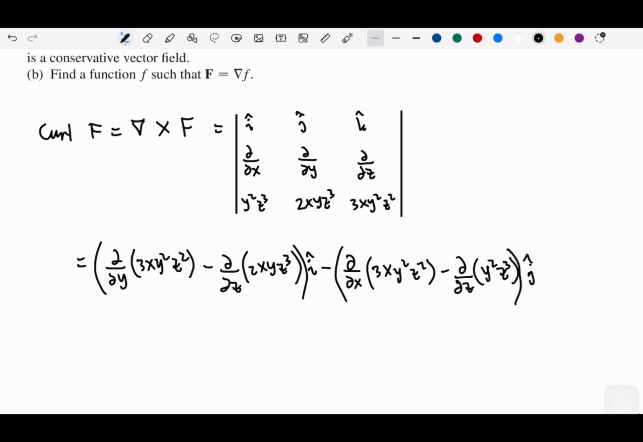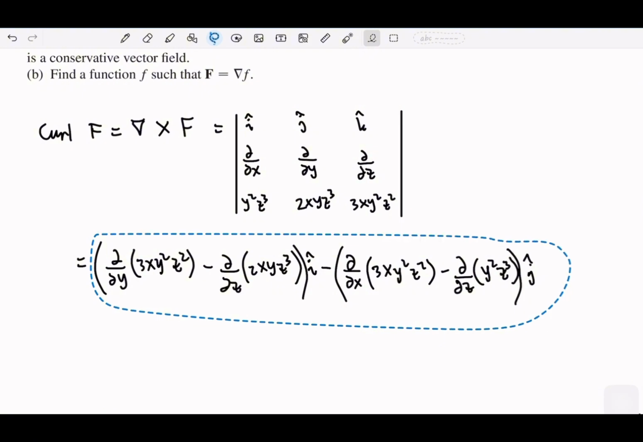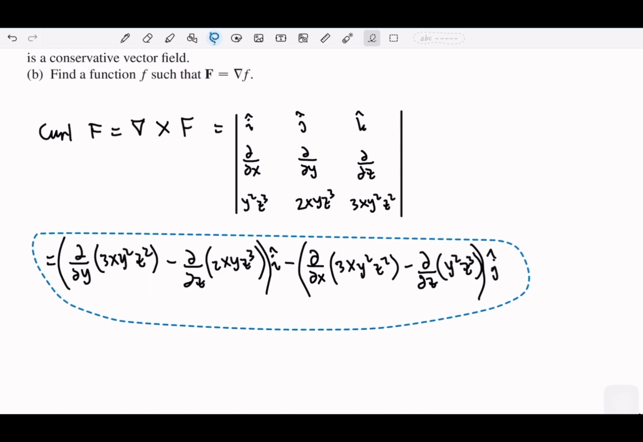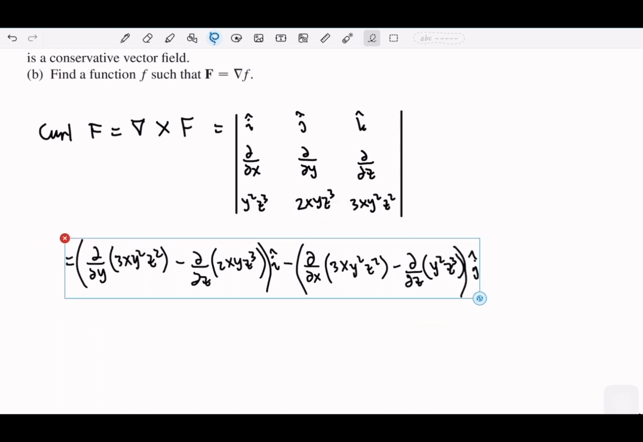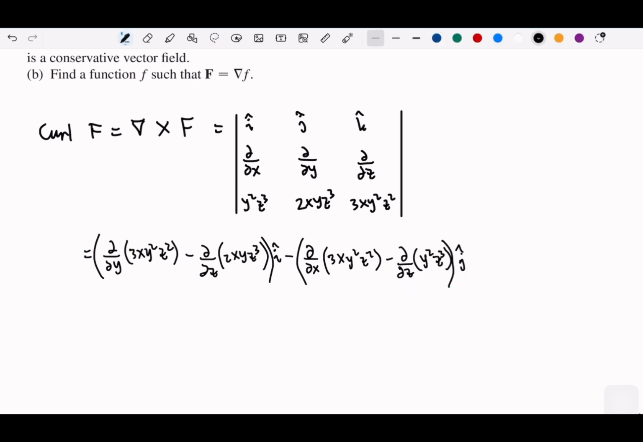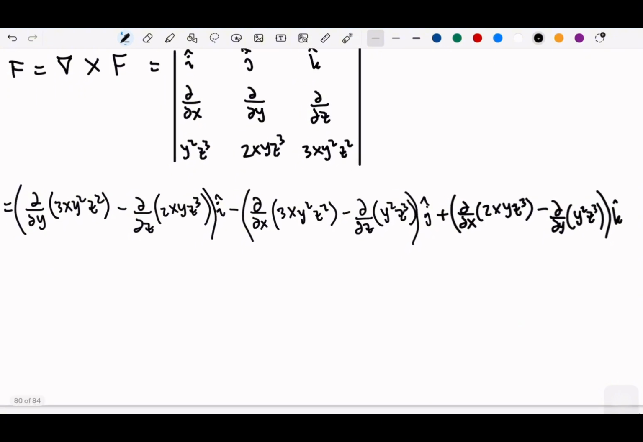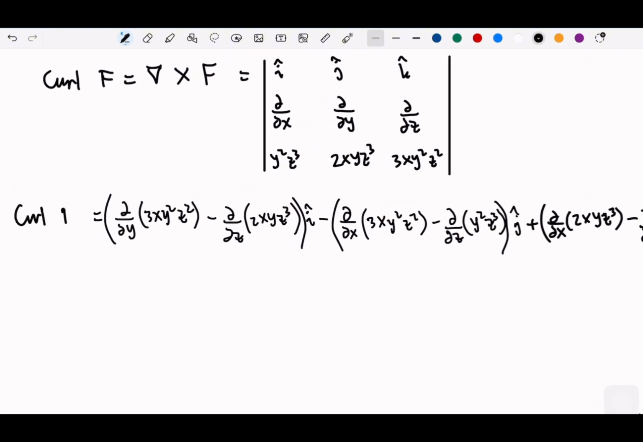This is j. I think I still need to make it to the right side. Maybe make it a little bit smaller. And then plus, for k, this will be dou x of 2xyz cubed, and then minus dou y of y squared z cubed, and this is k. So this is curl F.